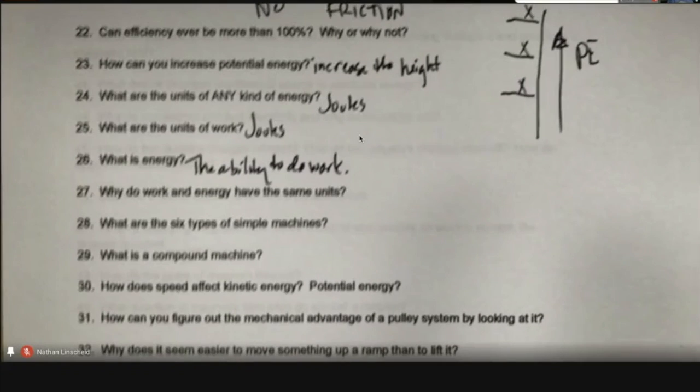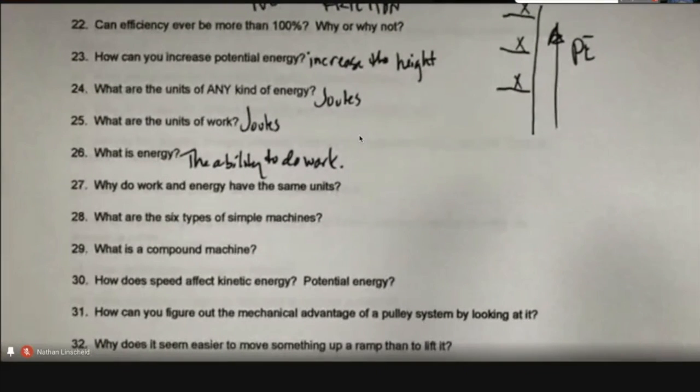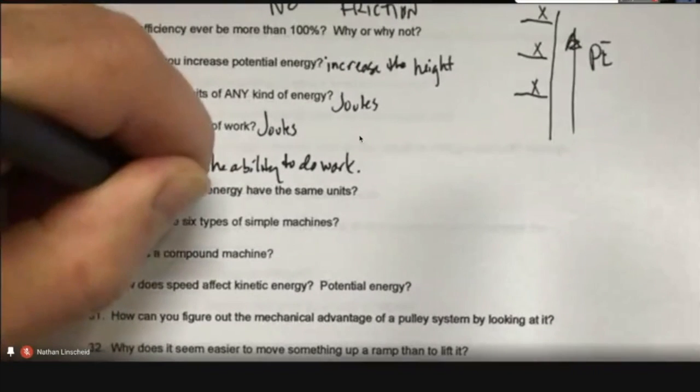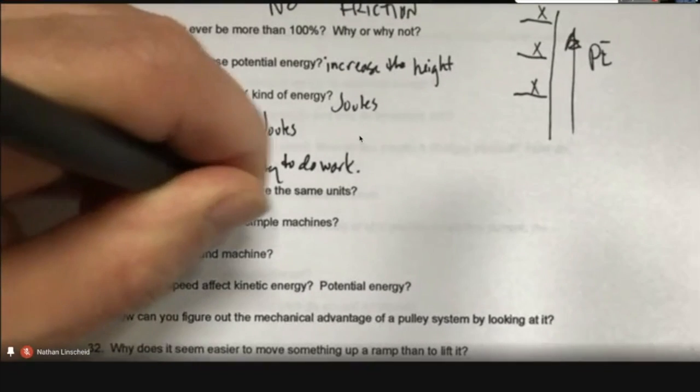27, why do work and energy have the same units? Again, it's because they're sort of the same thing. You do work to store energy, or you do work to make things go faster. So work can be done, but you need energy to do it. Whoops, do it.